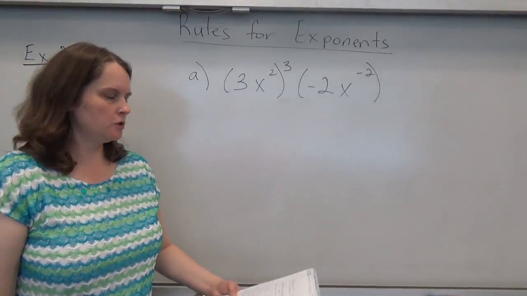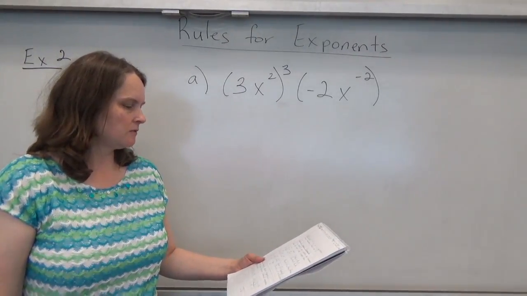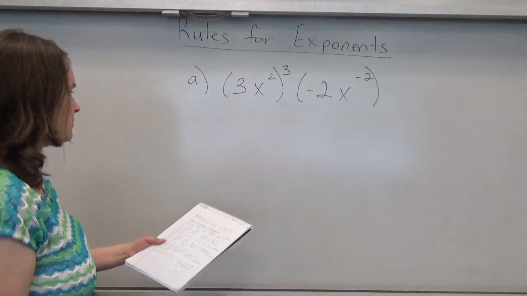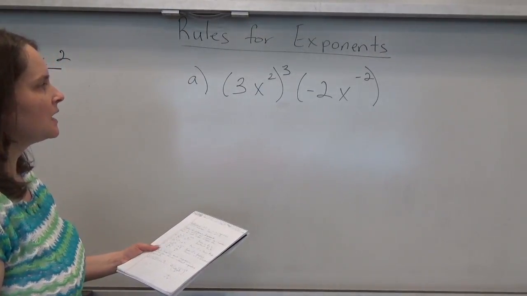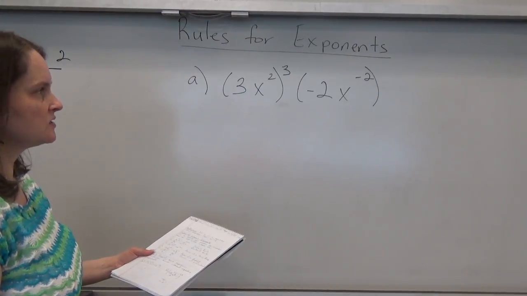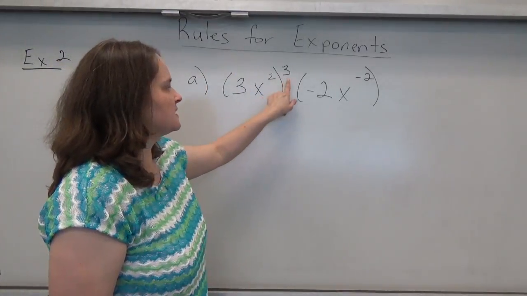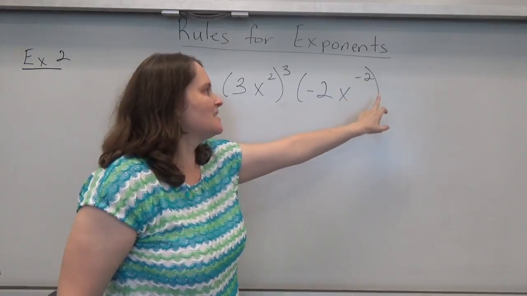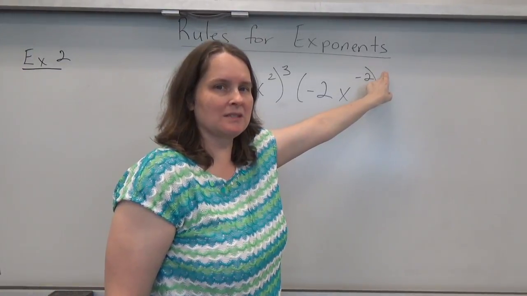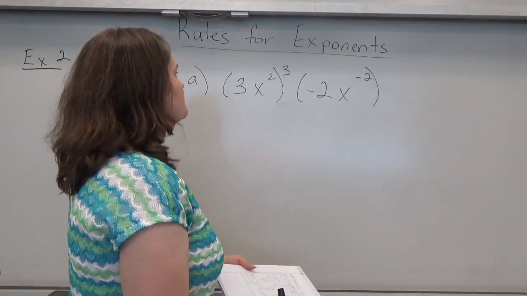Okay, so example 2, my direction states simplify each expression, write your answer without negative exponents. Part A, we've got 3x squared raised to the third power times negative 2x to the negative second. Notice that the first set of parentheses has an exponent on the outside. The second set does not have anything on the outside. So slightly different strategy as far as how we approach these two pieces.